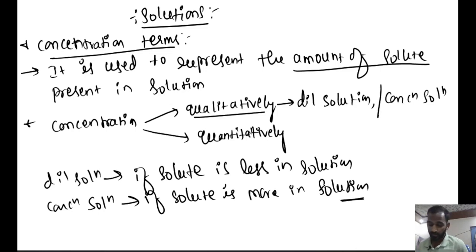But these terms will create some confusion. Why? Because we can use dilute solution or concentrated solution only when we are comparing solutions. But quantitatively it is important to mention how concentrated it is or how dilute the solution is. So that we will discuss in quantitative concentration terms. So that is the importance. So it is very important.